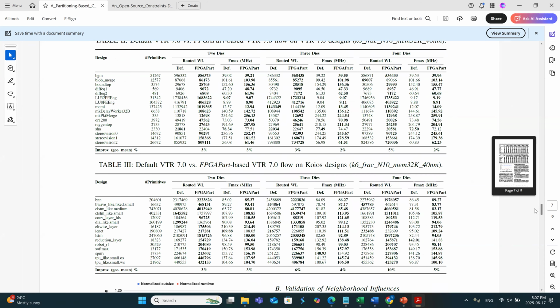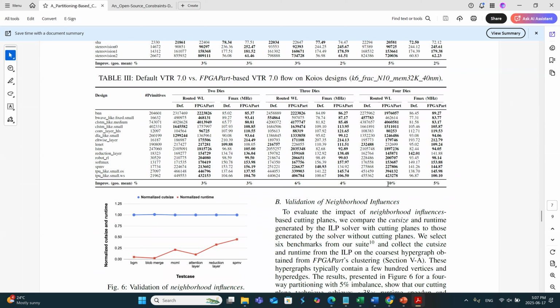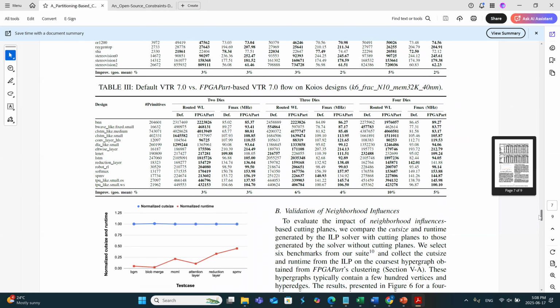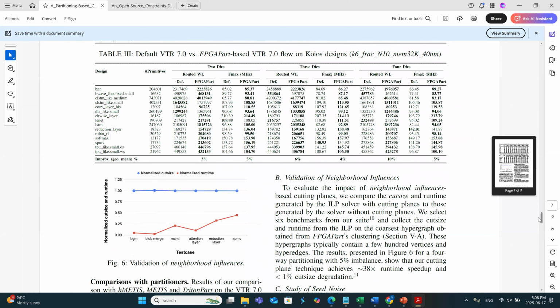I guess that was with, okay, that's the VTR7 designs, which are pretty small. So if we use Koios, which is probably a better test, then their gains are a bit bigger. 10% wire length, 5% Fmax, which is actually pretty good. So that's a pretty significant gain. And I guess I have to look at what they said default VTR7 is. Okay, and they're comparing it to VTR with no partitioner. Okay, so this is the improvement they get with their partitioner.